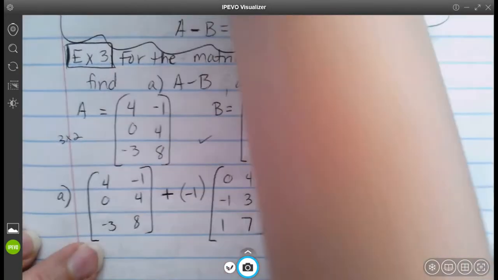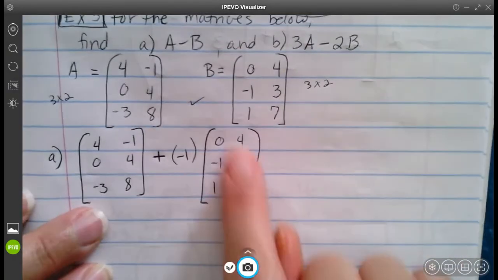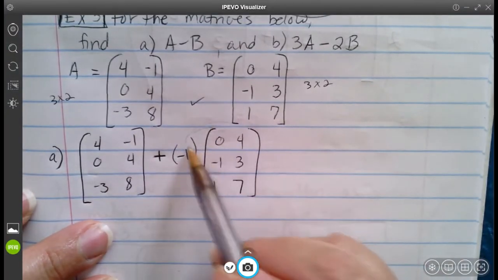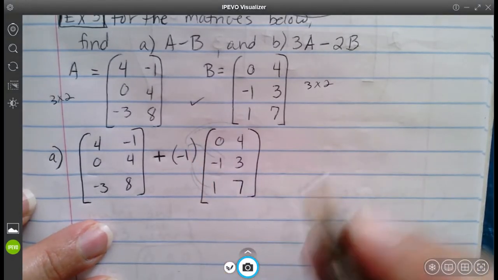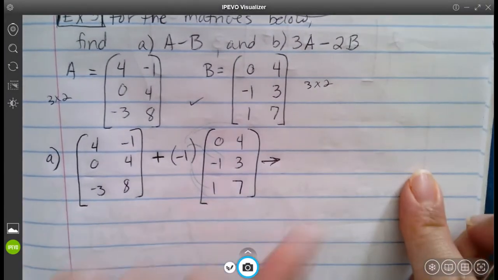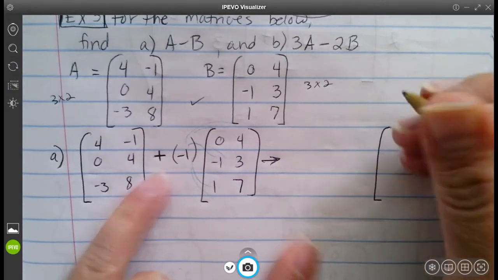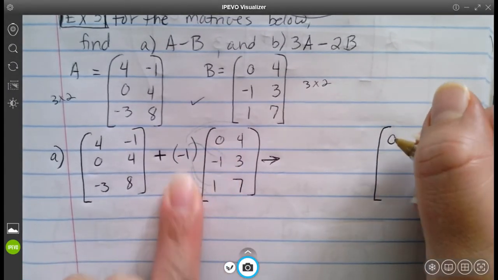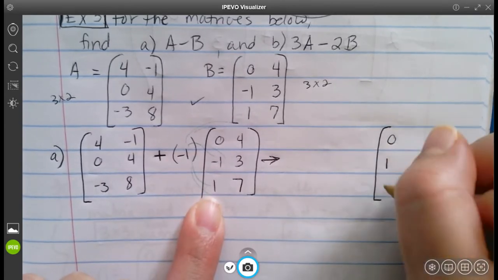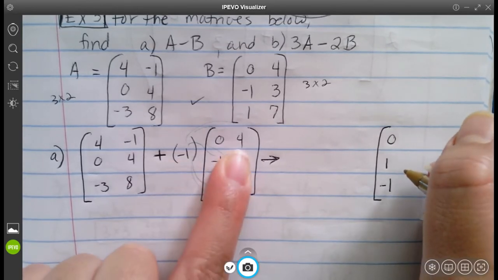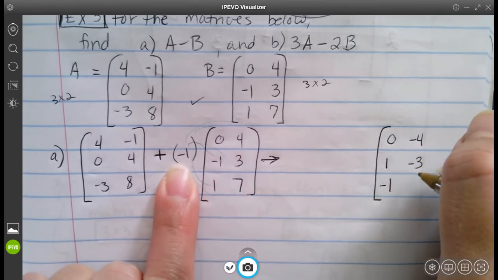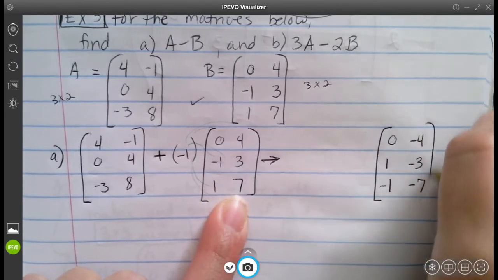The first thing I'd want to do, if you're going step by step, is to fix this one. So that -1, think of it like order of operations, you would distribute to all the numbers inside. I'm going to rewrite this a little bit. -1 times 0 is still 0. -1 times -1 is 1. -1 times 1 is -1. -1 times 4 is -4. -1 times 3 is -3. And -1 times 7 is -7.